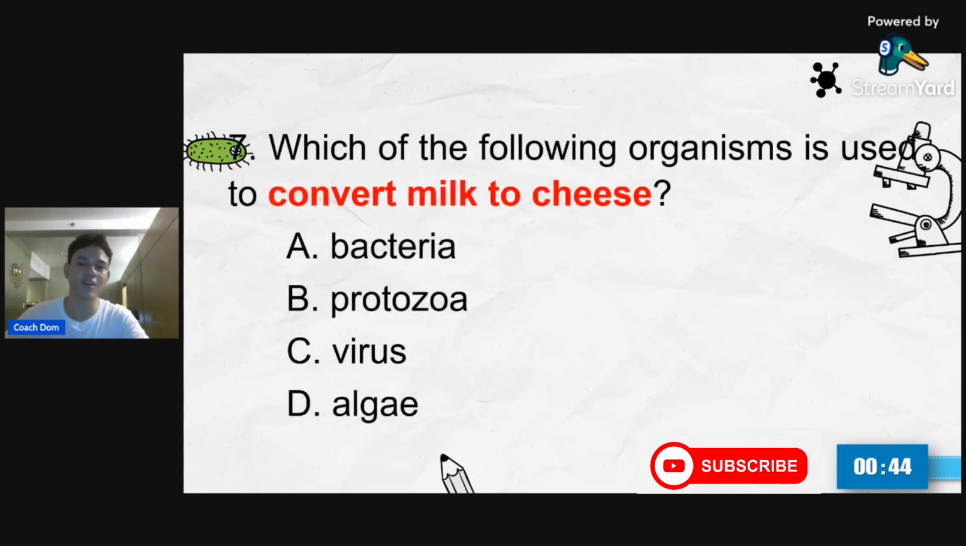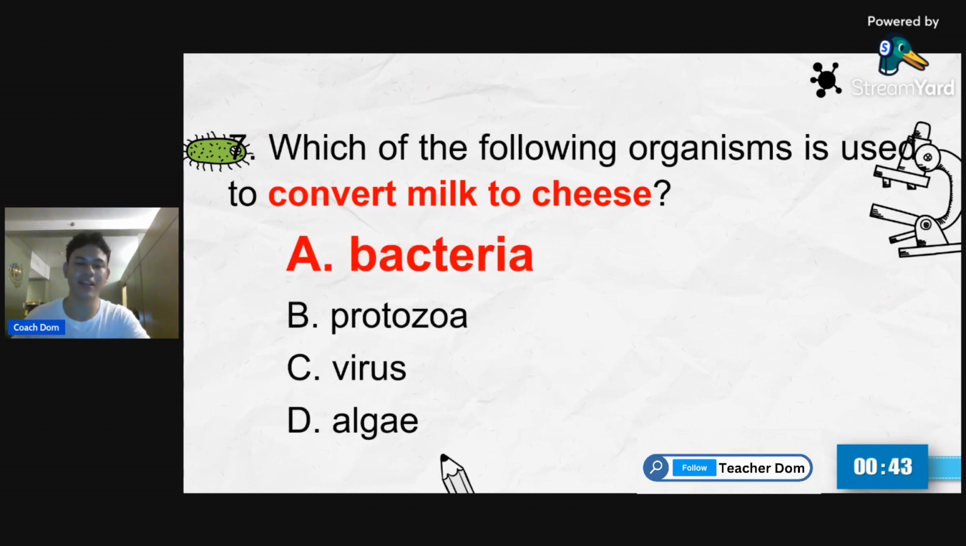Question number 7. Which of the following organisms is used to convert milk to cheese? A, bacteria. B, protozoa. C, virus. Or D, algae. Convert milk to cheese. Correct answer, that is letter A, bacteria.